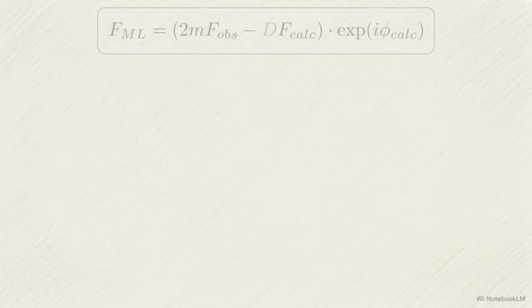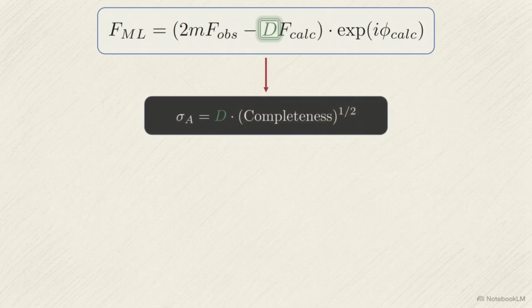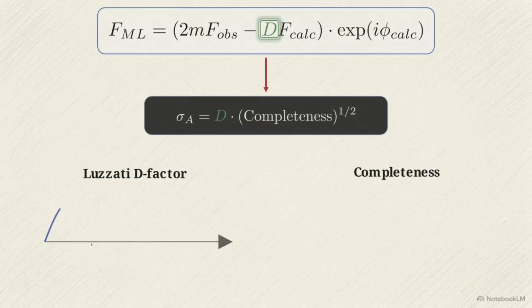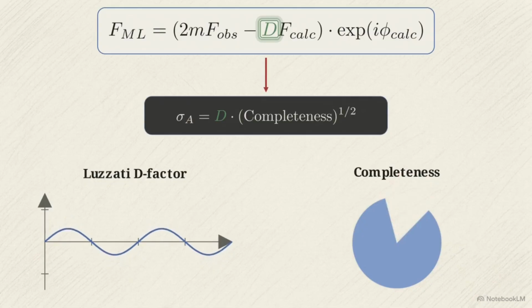This is the equation for maximum likelihood map coefficients. To account for the exact errors in our model, it introduces a statistical variance parameter known as sigma A. Sigma A expands into 2 core components. The first is the Luzzati D factor, which specifically scales down the calculated structure factor based on coordinate positional error. The second component is the completeness ratio. This explicitly accounts for missing atoms in the partial model, shrinking the output further.